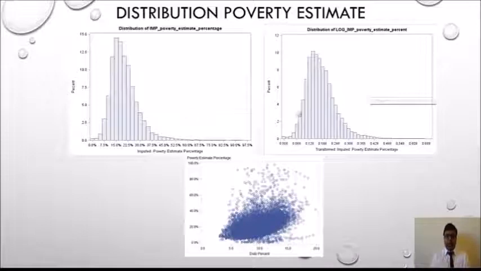So what we thought we'll do is a log transformation and then bring the skewness and kurtosis values to the normal level. So this is what the transformed distribution looks like. This is the scatter plot between poverty estimate as well as diabetes percent. We clearly cannot make out something within this plot, so to understand this better, we have built some regression models which we'll see in the coming slides.